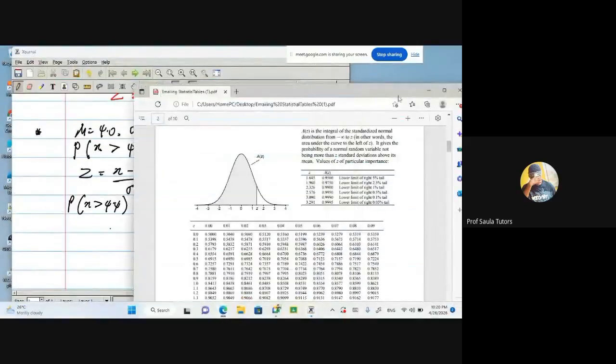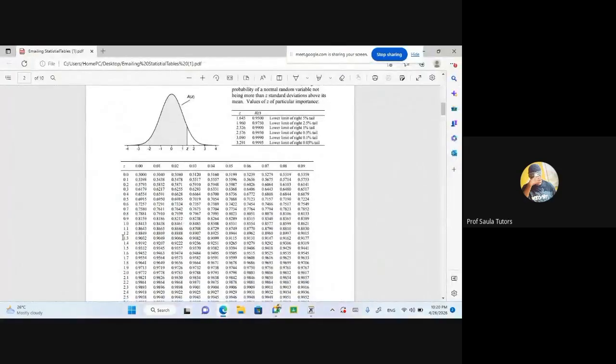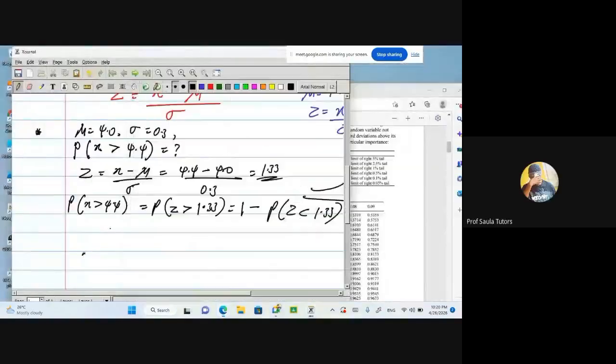Now let us do it for Z 1.33. Let's look for Z 1.33. Now check, this is 1.3. Now look at it under 0.03, and that will give you 1.33. Do you get that? 1.3 under 0.03. What did you get? You get this value: 0.9082. Exactly, 0.9082.